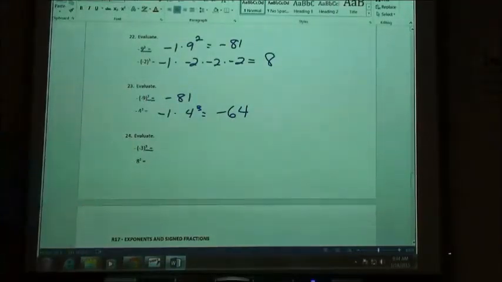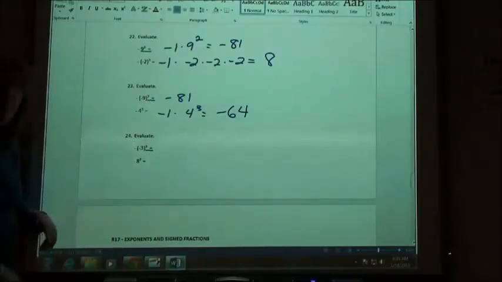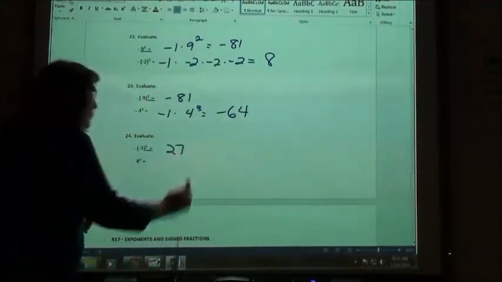If you look at that one, is my answer going to be positive or negative? It's going to be positive, right? The negative on the inside counts 3 times. You also have 1 on the outside, so there's 4 negatives. So I'm going to end up with a positive, and 3 cubed is 27, right?